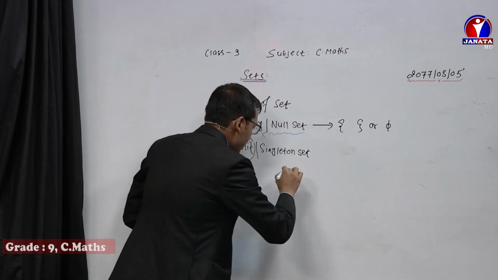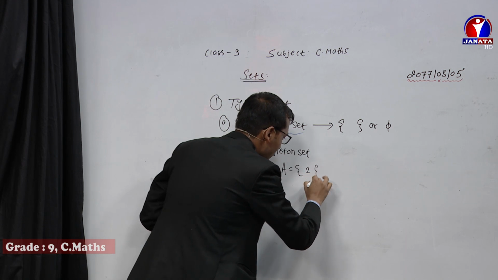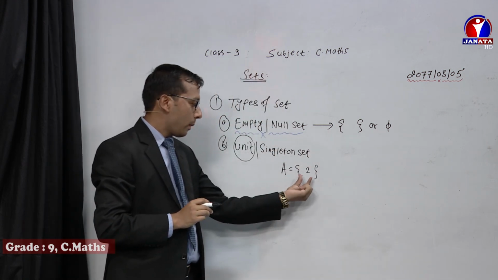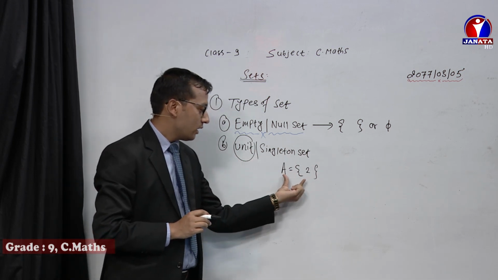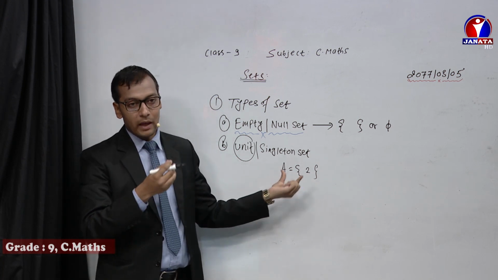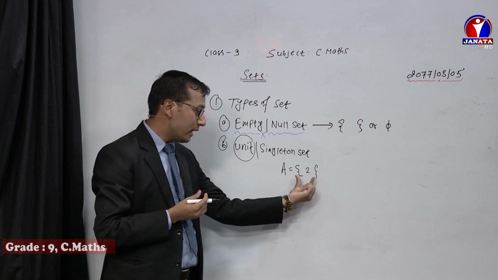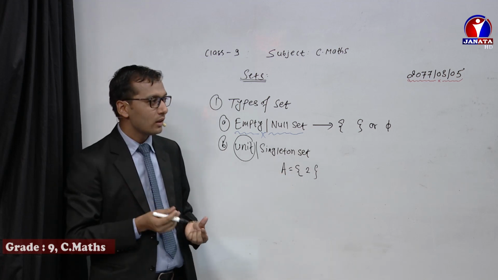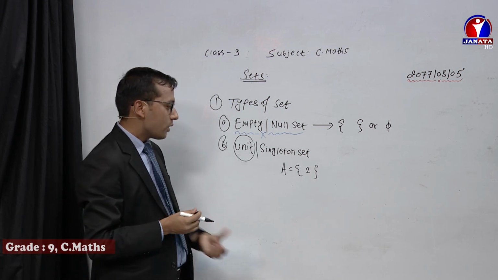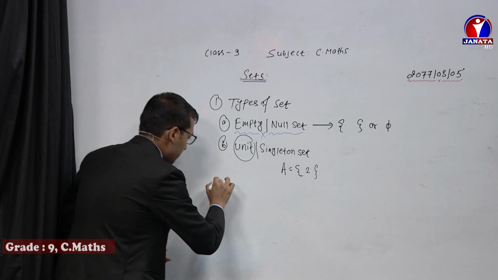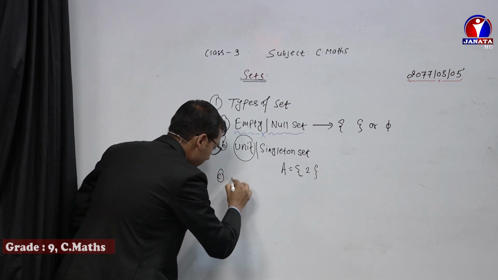So let's write an example. If the set is denoted by A, then suppose there is an element 2. Can you see what the set is over here? A unit set. It is denoted by A, though we can denote it by other letters, but we use capital letters. And it is {2}. There is one element in the set. So this is called a unit set, or a singleton set. Next, let me write in third number. Next is, what is a finite set?